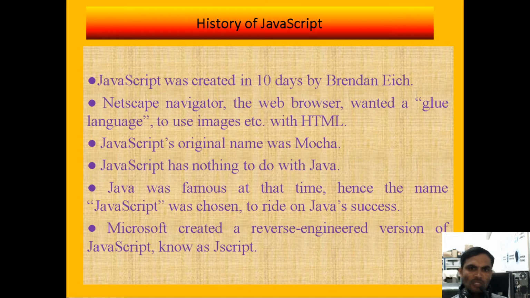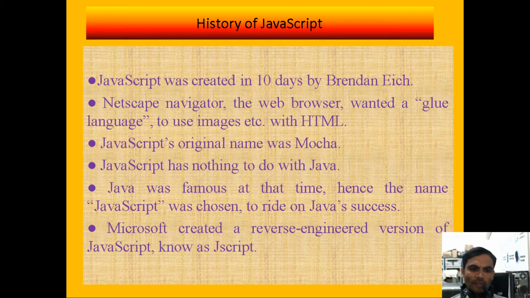Now, if you want to see the history of JavaScript, it was first developed in 1995. Before 1995, they did research in the 80s and 90s. They first named it Mocha. After that, they renamed it LiveScript. Based on the Netscape Navigator, in association with Microsoft people and Sun Microsystems people, they renamed it JavaScript. This is the history of JavaScript. Java was famous at the time, hence the name JavaScript was chosen.